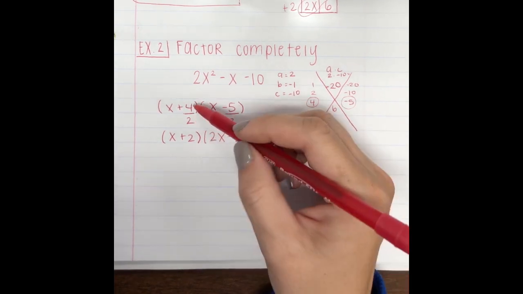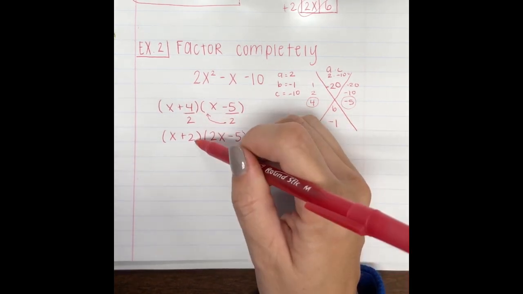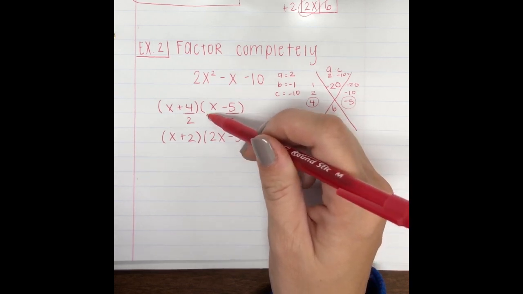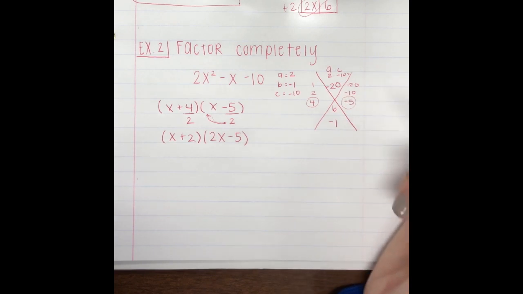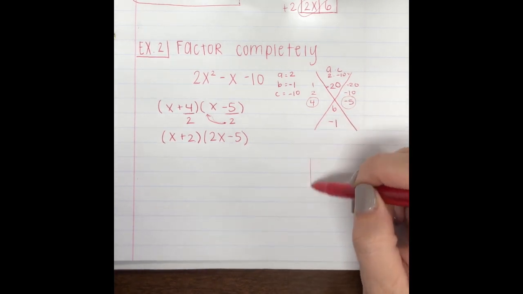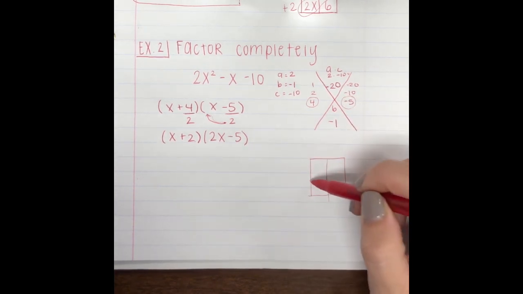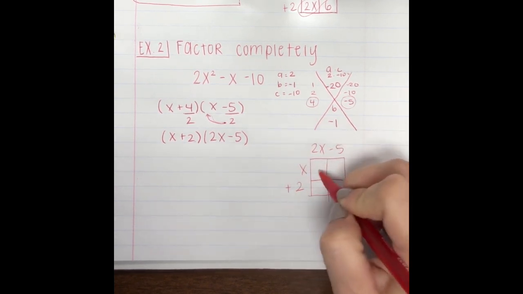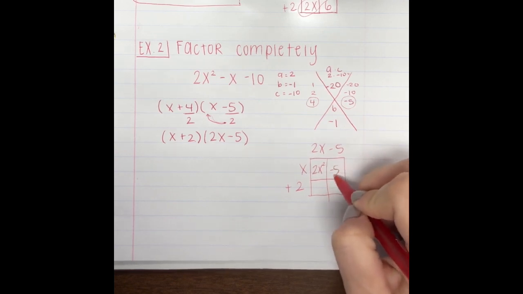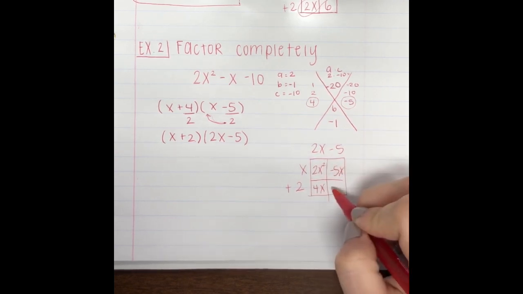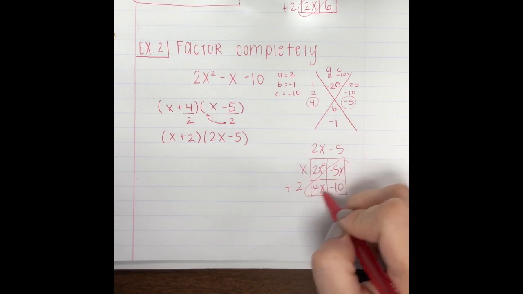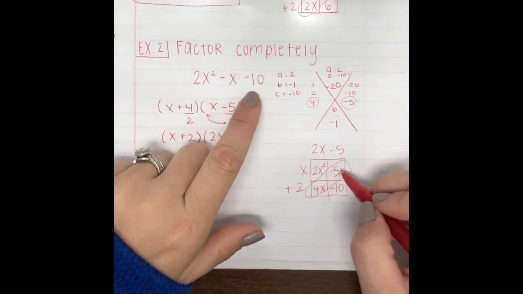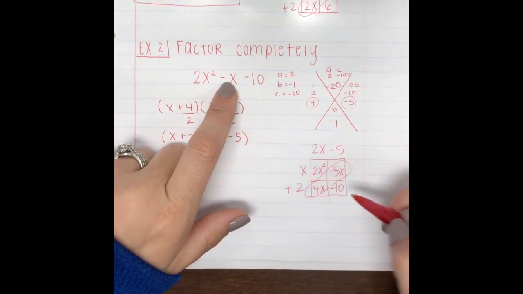This is called slide and divide. So if you can simplify, you simplify. If you cannot simplify, then you just slide that number to the front. Okay? And then if you wanted to check it once again, you could. x plus 2, 2x minus 5. So you get 2x squared minus 5x plus 4x minus 10. 2x squared, we see the minus 10, and then negative 5x plus 4x is negative 1x.